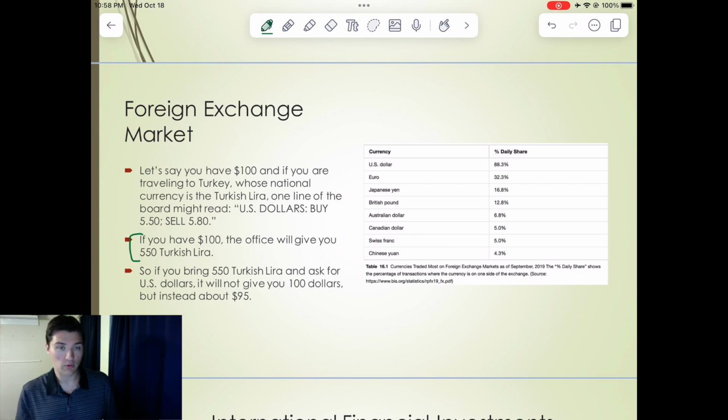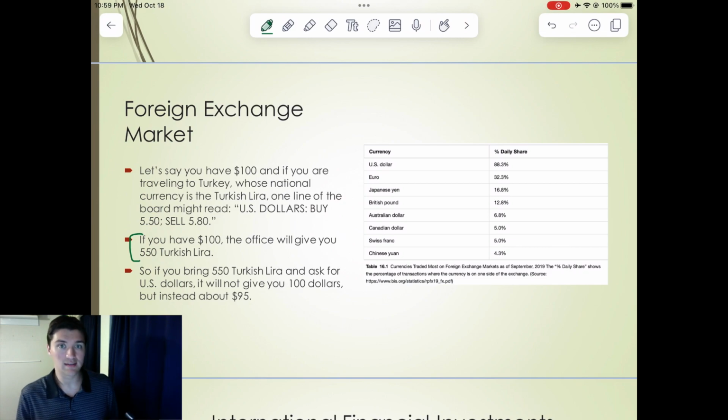But if you bring in 550 lira and you're trying to ask for your dollars back, they're not going to give you $100. They're going to give you 95. Because basically what's happening here is that they are a business, this foreign exchange booth, and they do want to make some money. So basically, there is a fee for exchanging currency. Okay, so basically you could buy it for 5.5 or you could sell it back to them for 5.8.